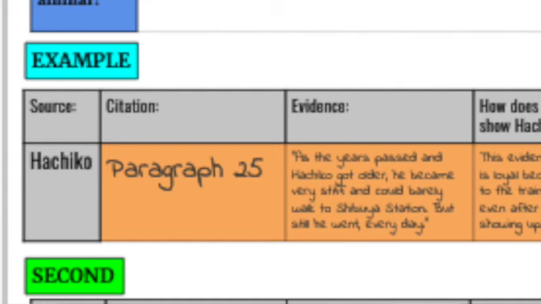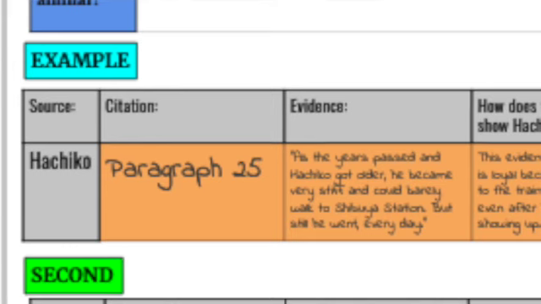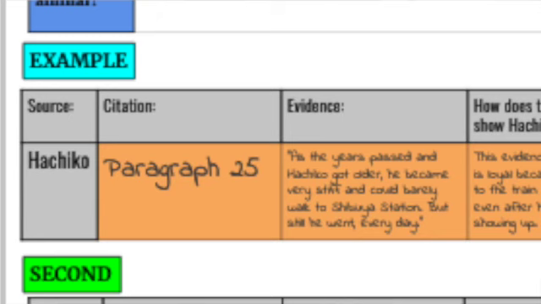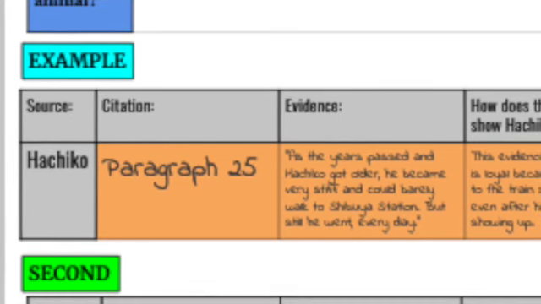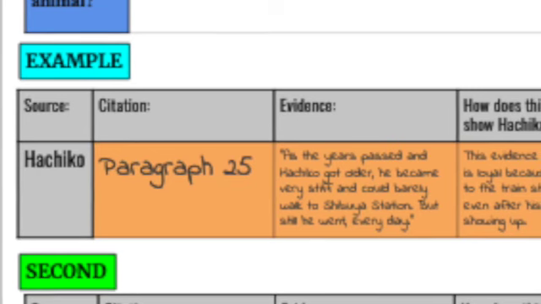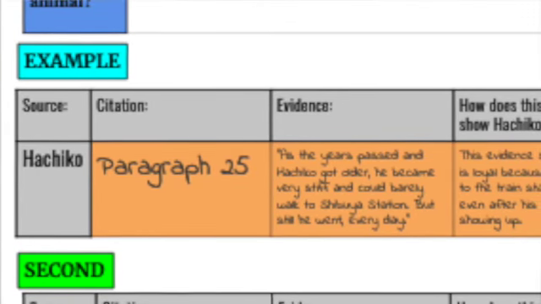So first box says source. It tells you what article or the video that you should be looking at. So my source was the Hachiko text. Next, it says citation. This is where you're going to put the specific location of your evidence. So my evidence came from paragraph 25.